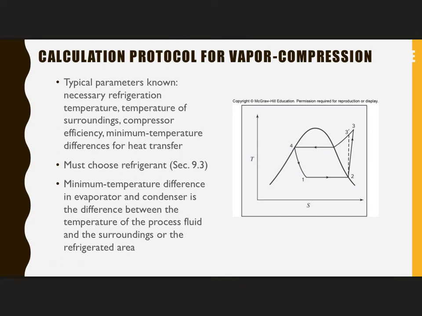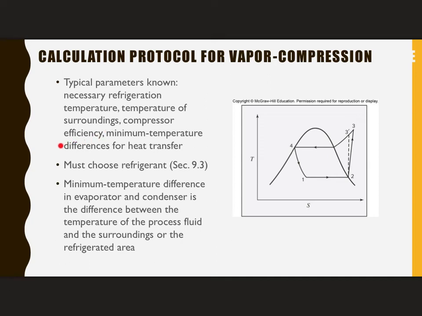To do the calculations, you're going to need a lot of information. First of all, you're going to need to know the refrigeration temperature, so the temperature from 1 to 2. You're going to need to know the temperature of the surroundings, which is going to give you a value for T4. The compressor efficiency, which takes you from the ideal to the actual state 3. And then the minimum temperature difference for heat transfer.